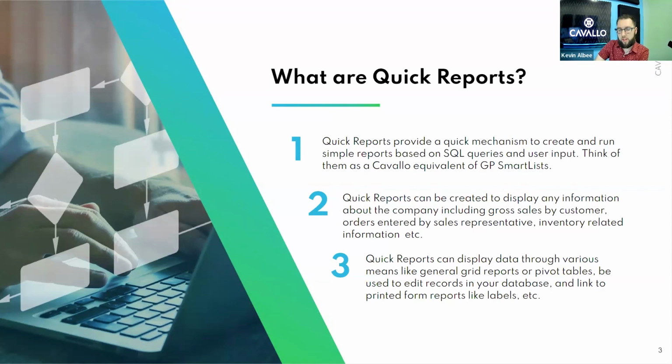But in addition to that, we can also do pivot tables. We have something called updatable quick reports. So with these reports, we can actually update records in your database directly through the report itself. And then we can also link these quick reports to things like printed form labels. So technically, you create a quick report, have maybe item information in there, list prices and so on. We can have that linked to an actual item label report and automatically print that out. But we'll get into more of that later on in the report and through the demo.